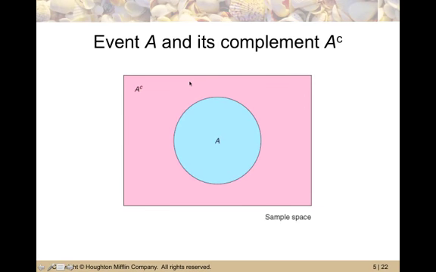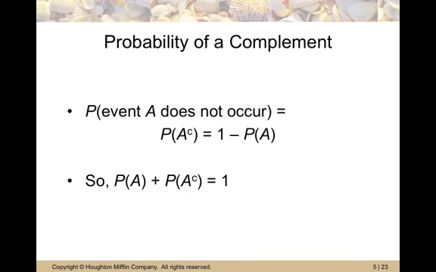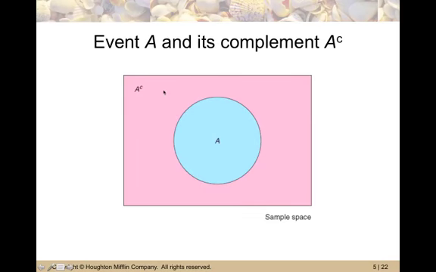Okay, so if we look at a Venn diagram, here is our whole sample space, all the possible events. If this is event A, the complement is everything outside of event A. All right, because the sum of all the events in a sample space has to be 1, if we do 1 minus the probability of A, you're going to get the probability of A complement.